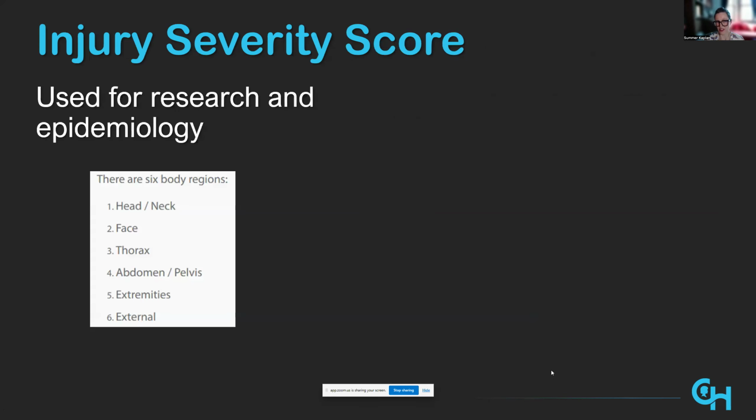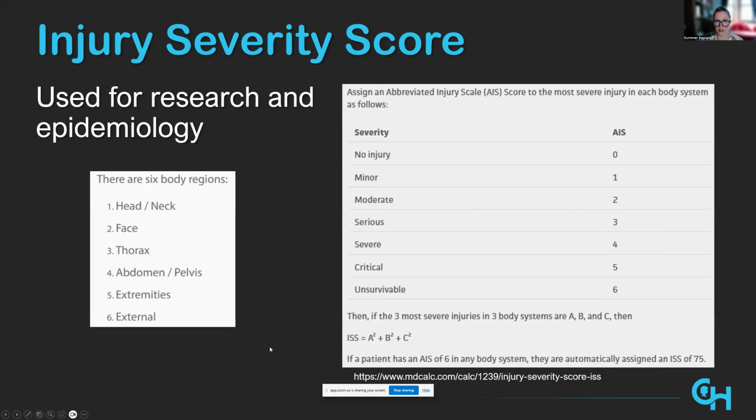We also can talk about the injury severity score. This is less used in the immediate care scenario, but is used to help describe injuries in terms of research, epidemiology, and hospital resources. The injury severity scores divide injury into 6 body regions: head and neck, face, chest, abdomen, pelvis, extremities, and then other.